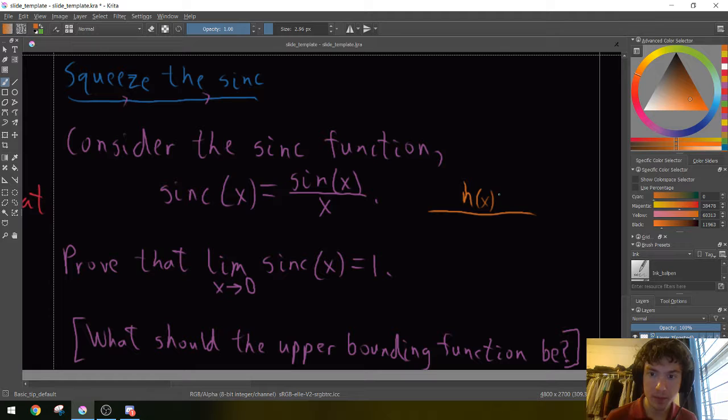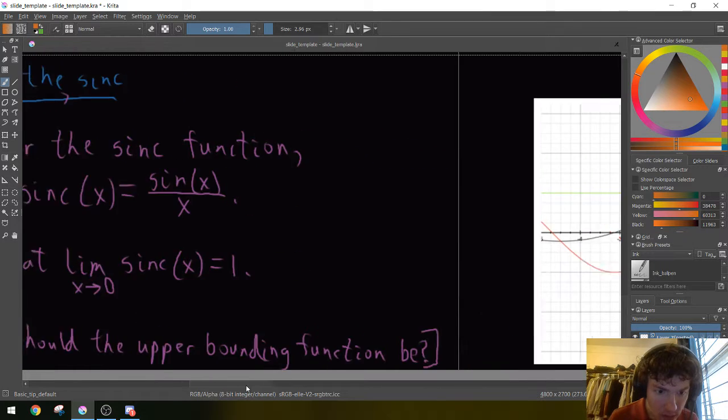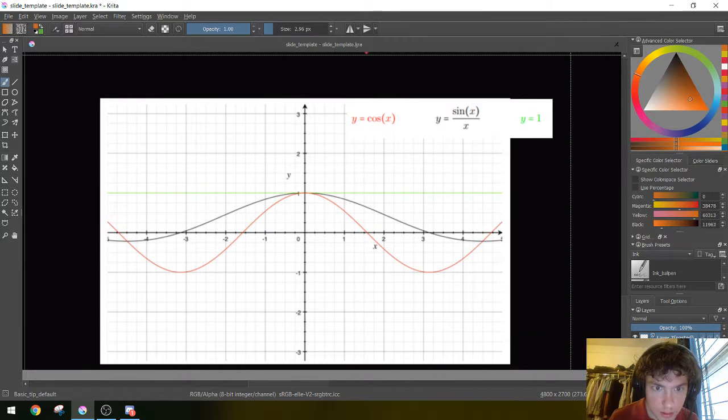Good h. Let me show a graph, though. It might make this a little more intuitive. Okay. So the line's a little thin, but you see this middle black curve. That's the sinc function. So that's sine x over x. Then there's this green line here, which is the constant line, just y equals 1.